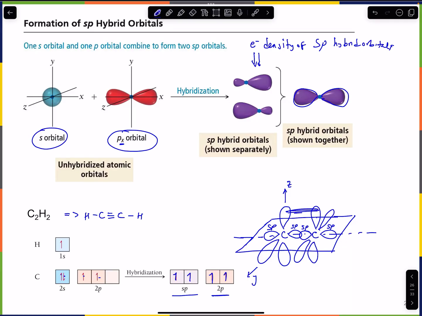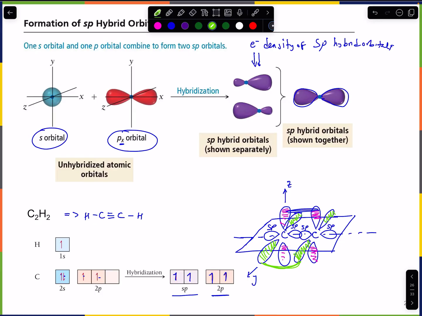Let me use a different color for this one here. I'll represent that this will be overlapping with this color, and then maybe these ones here in green are overlapping with these ones in green here. There will be one more here for this unhybridized orbital, something like this, and those are also interacting. So we have two interactions side to side from the unhybridized p orbitals.